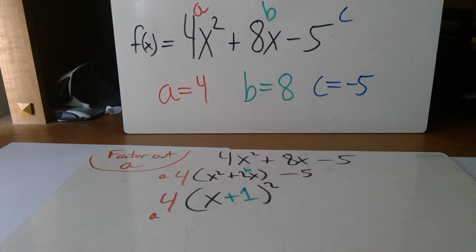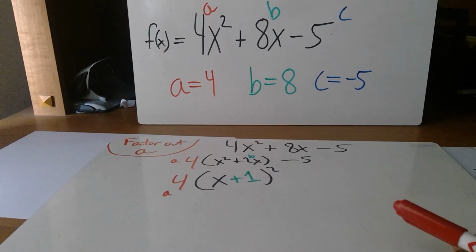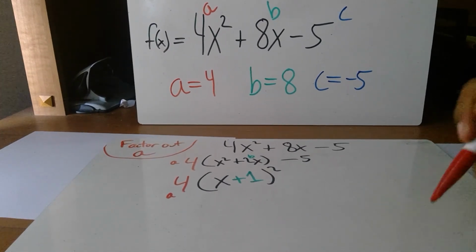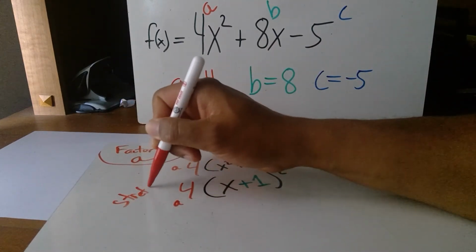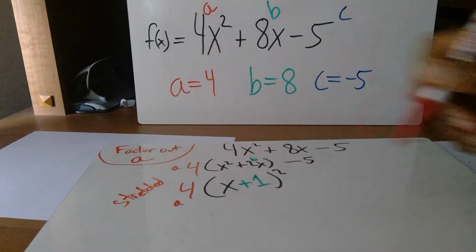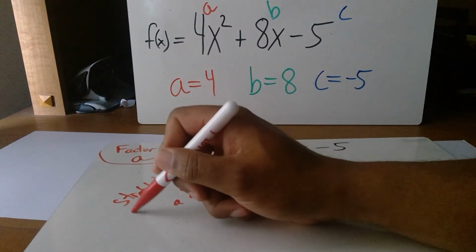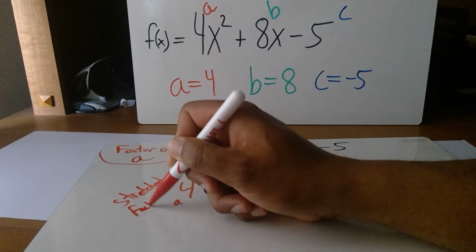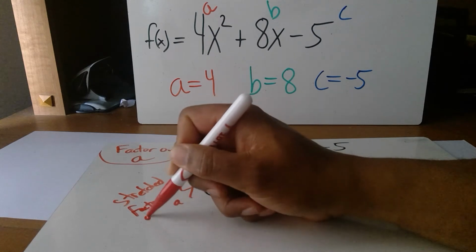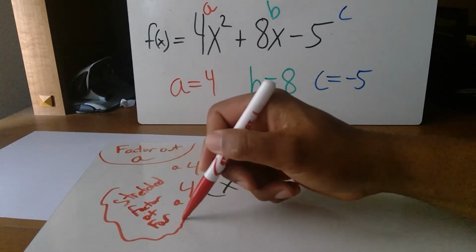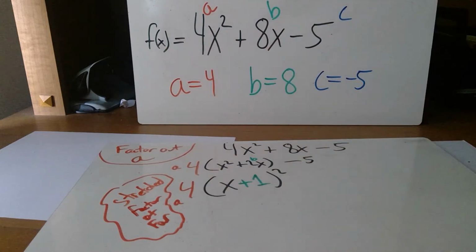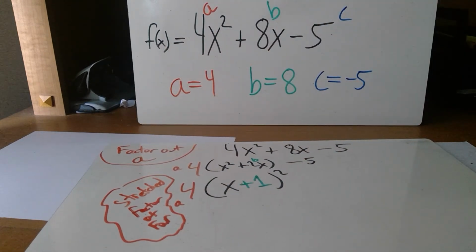Now, we're almost done. Right now, what's going on? The information that I have, I've already gathered this information. I know A is 4, and that means that it's stretched. It is stretched by a factor of 4.